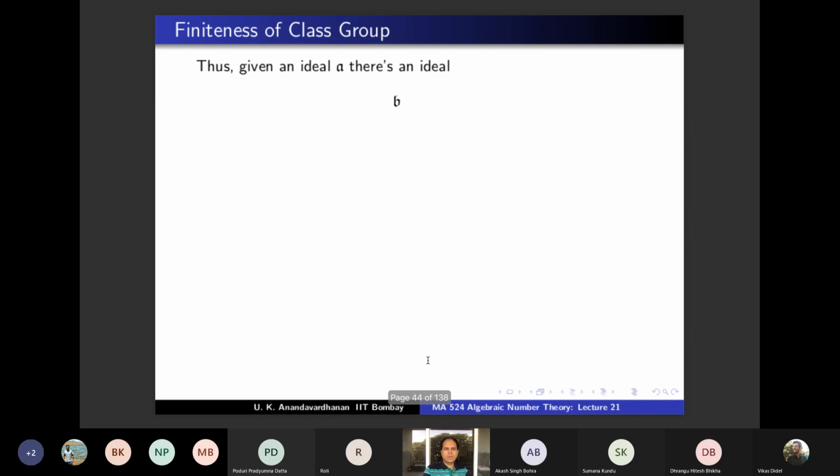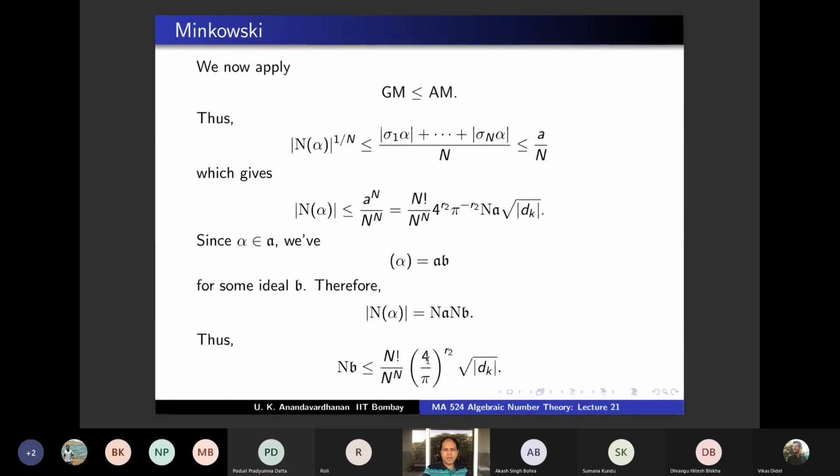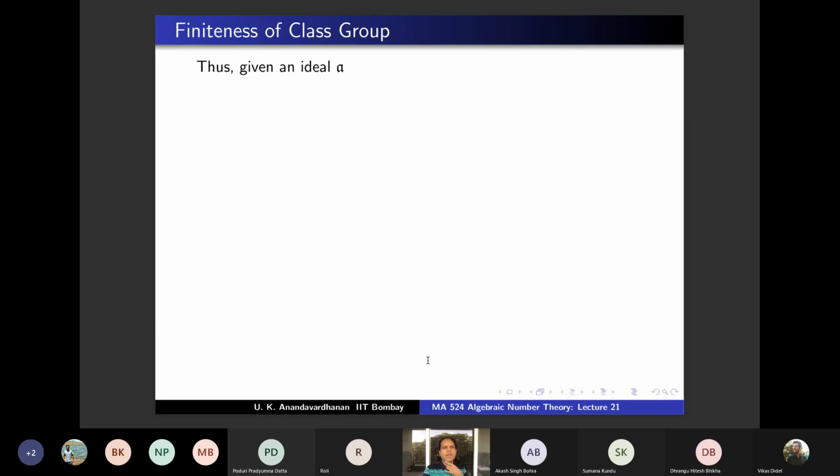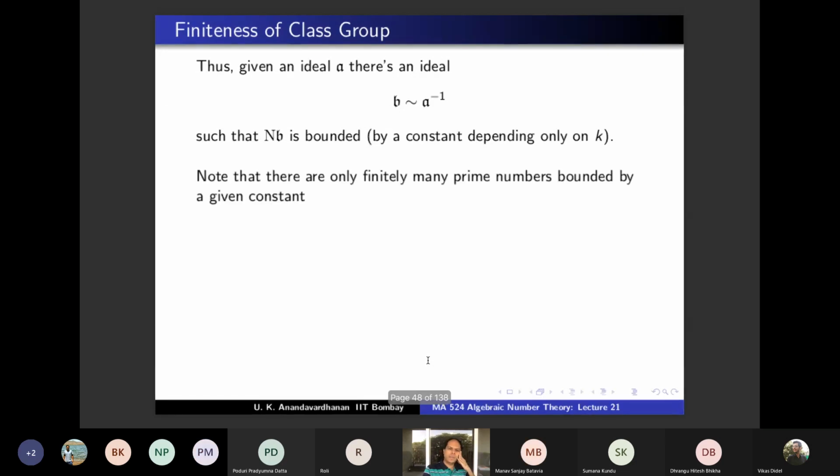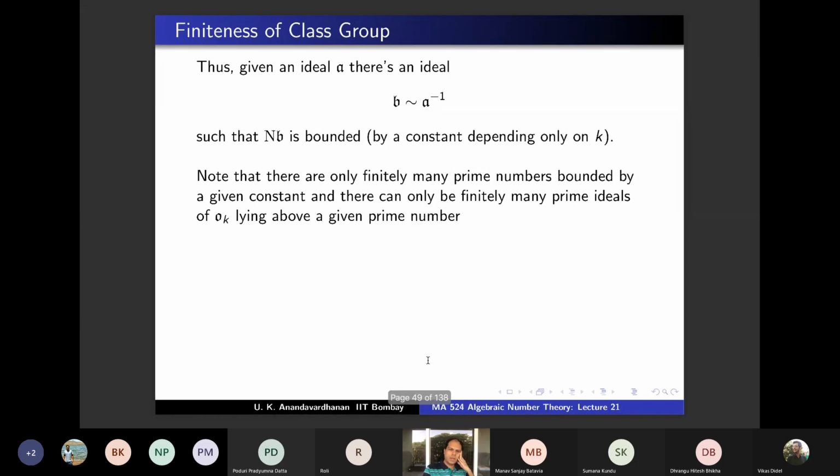Okay, there's a small confusion in my mind, but basically this is the idea. We will come back to it. By that time, if I don't clear it, I'll come back to it at the very end. Okay, let's proceed. So given an ideal A, there's an ideal B which is equivalent to A inverse, such that the norm of B is bounded by a constant depending only on K. So there are only finitely many prime numbers bounded by a given constant, and there can only be finitely many prime ideals of O_K lying above a given prime number.